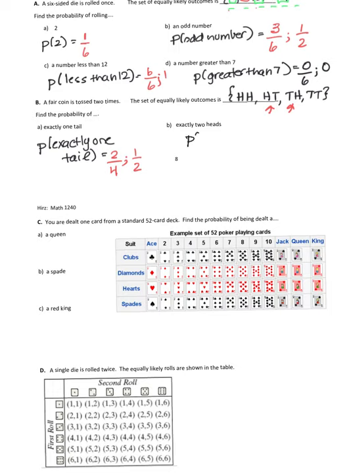The probability of exactly 2 tails. So exactly 2 tails, it looks like that only happens when I get tails and tails, right? So that would mean that is 1 out of the total, which is 4. So a 1 out of 4 chance, or a 25% chance that you will toss the coin and get 2 tails exactly.